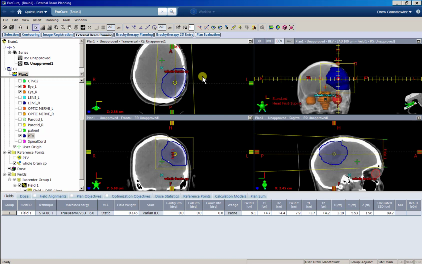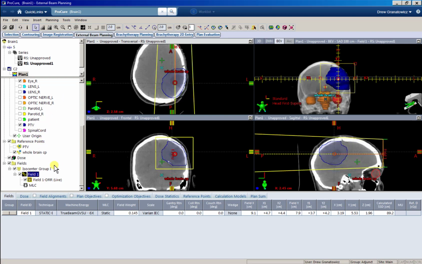The next thing: so far in this class, we've only covered coplanar beam arrangements, meaning no couch kicks. All our beams are in the same plane. Today, we're going to focus on introducing some non-coplanar beams, and I'm going to go over how I choose those angles a little bit. All right, so let's get started.